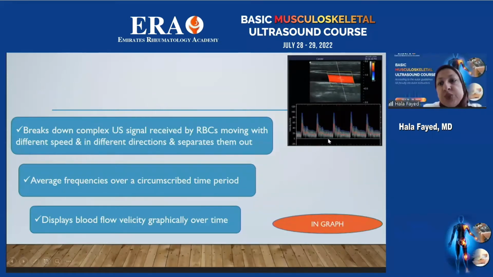What it actually does is it breaks down the complex ultrasound signals received by the RBCs. Actually, they are different RBCs moving at different speeds and in different directions. So it captures all the data from these RBCs. It makes an average frequency over a circumscribed time period, and then displays the blood flow graphically over time.